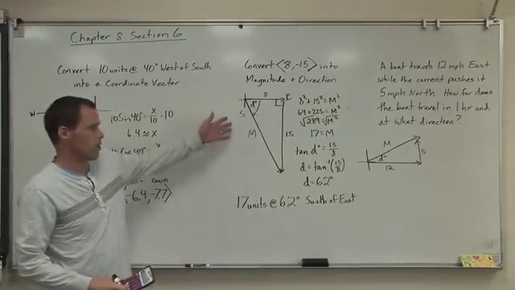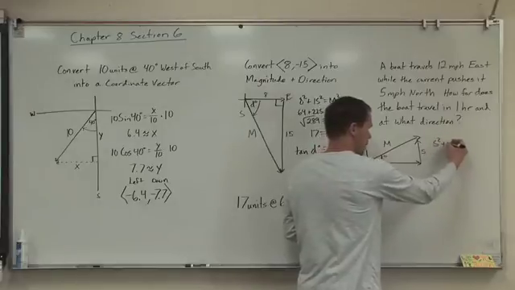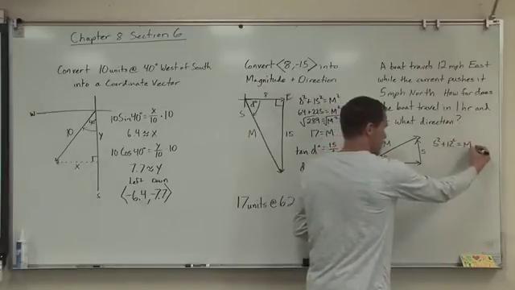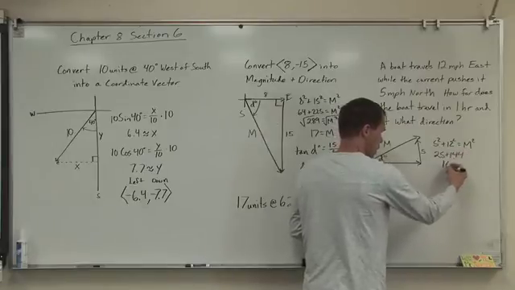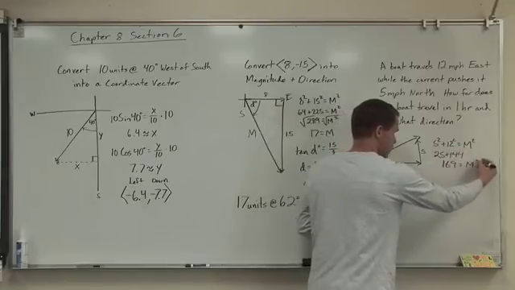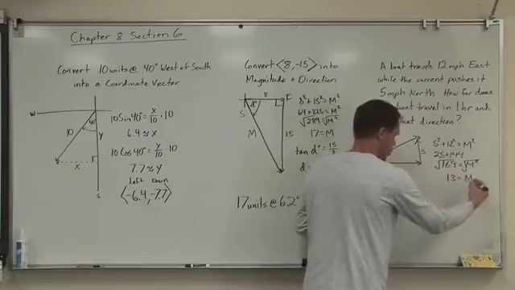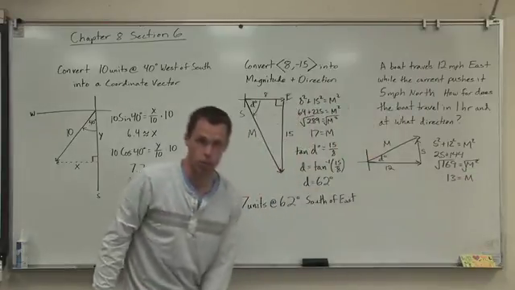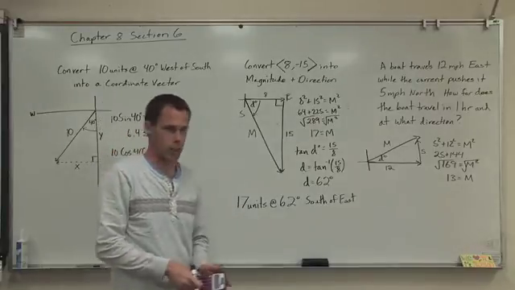This example now looks exactly like example number 2. I've got a Pythagorean theorem for my magnitude, in which 25 plus 144 equals 169. Square root that, and we have 13 equals my magnitude. So the boat is actually traveling 13 miles per hour, but I need a direction.